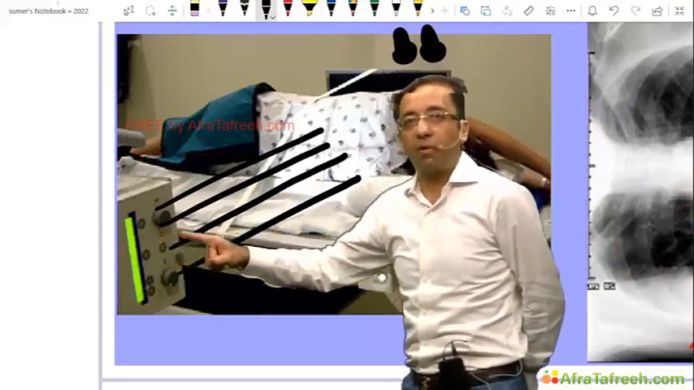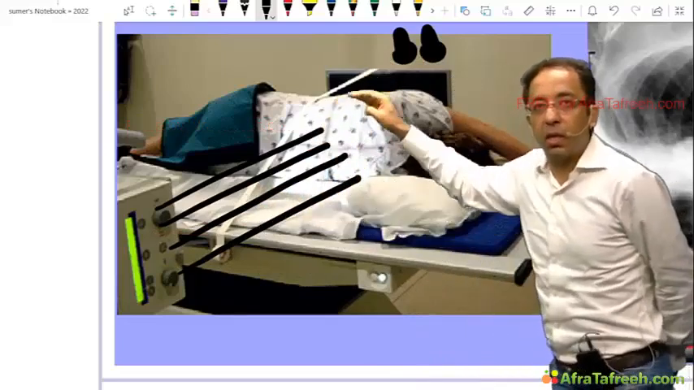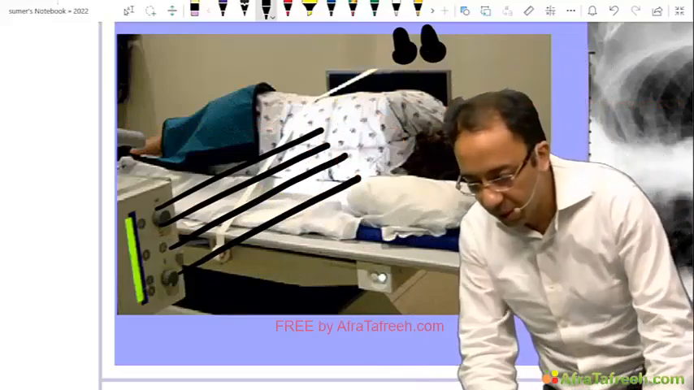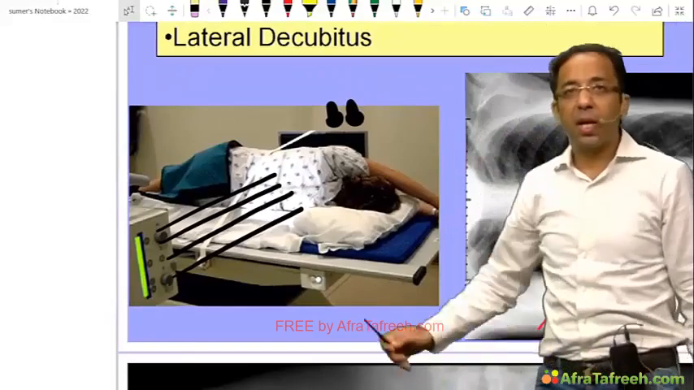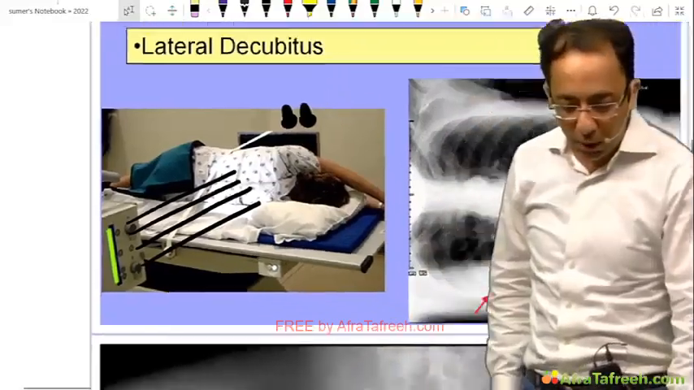The rays are coming from behind. The patient is lying down on his side. The film is in front of the patient. What X-ray is this? This is called lateral decubitus.